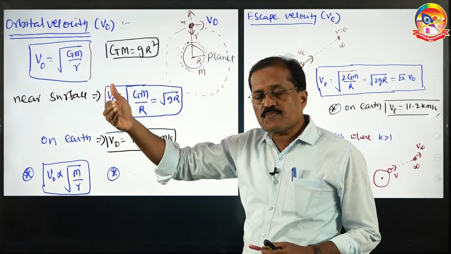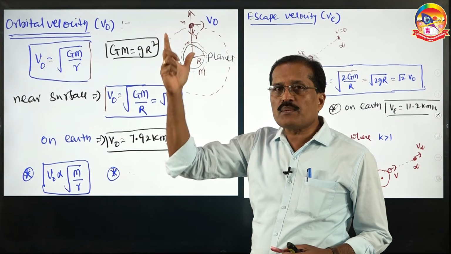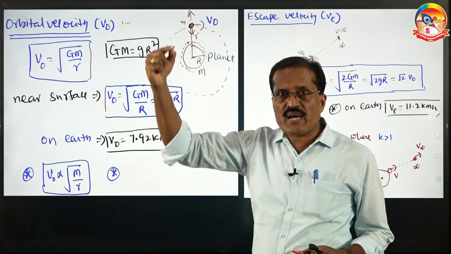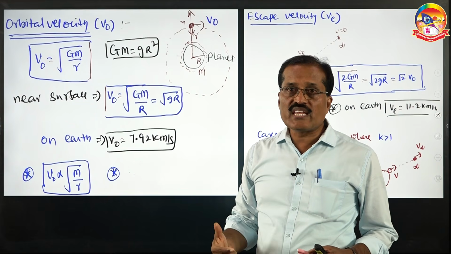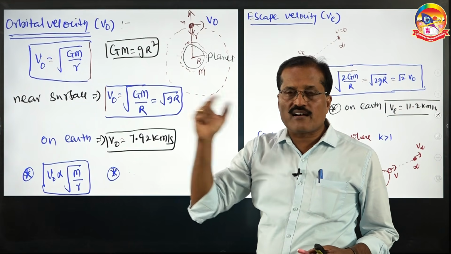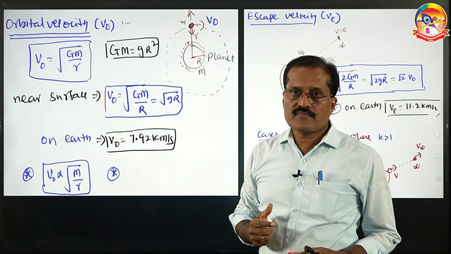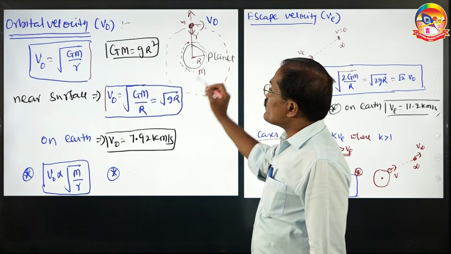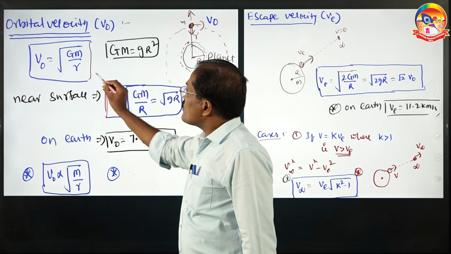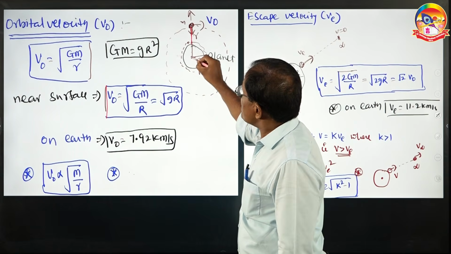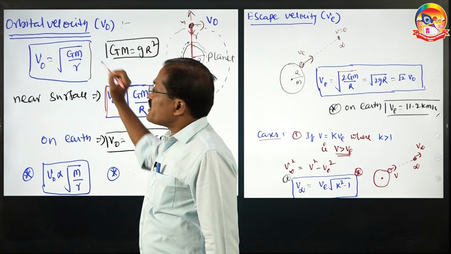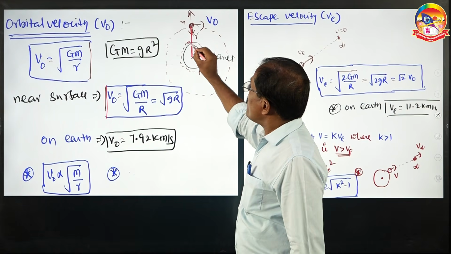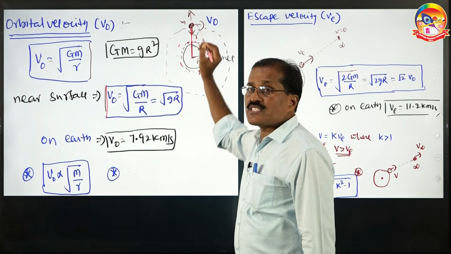If you go on increasing the speed horizontally, at one particular minimum velocity the body revolves around the planet, where centripetal force balances with the centrifugal force. Therefore, that particular velocity is called orbital velocity. At a distance r, orbital velocity is equal to the square root of GM by small r.